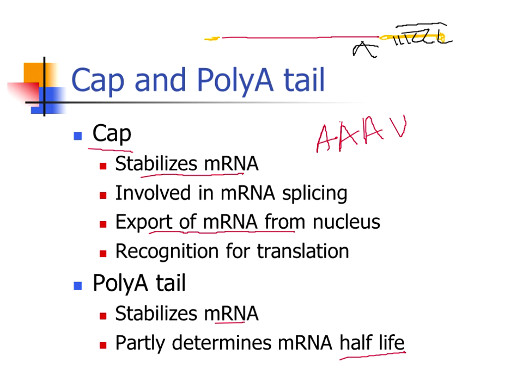So the length of this tail will have some impact on how long the messenger RNA is going to stay in the cytoplasm. And the longer amount of time it stays, the more protein it can make by translation, right? And if it is not so stable and the half-life is short, then you will make less protein. Okay, so that's why the poly A tail determines the half-life of the messenger RNA.